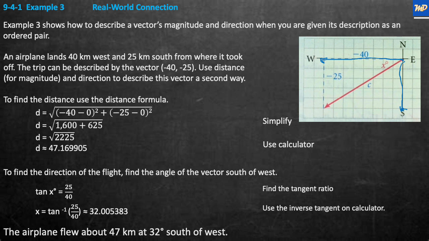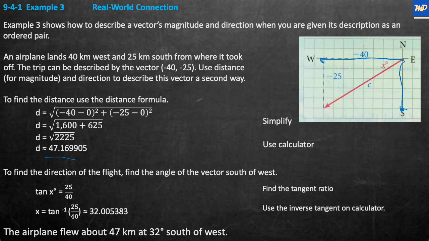So -40 minus 0 squared plus -25 minus 0 squared is equal to the square root of 1600, that's -40 squared, plus 625, which is 25 squared. And that gives you 2225, so the distance is the square root of 2225. Okay, and that's going to be in kilometers. And so when you take that square root, you're going to see that the distance is approximately equal to 47.169905. You'll use your calculator to get that value.